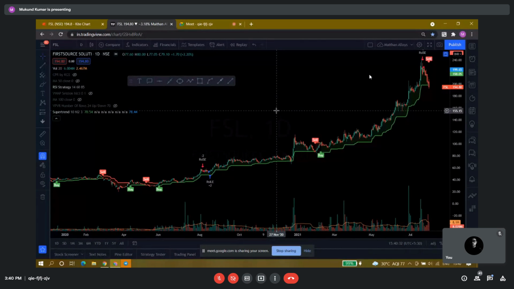Mukul, I'll ask another set of questions. So here, this super trend indicates that we have hit our stop loss, correct? And we should exit from the trade now. Yes.